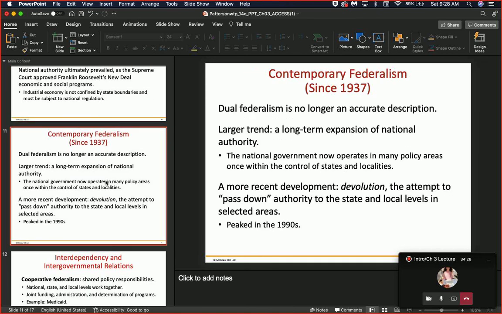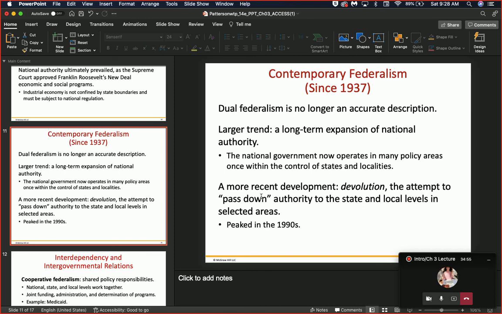So dual federalism is no longer an accurate description. Why is this? We saw a long-term expansion of national authority, okay, since 1937. Things like World War II, the Red Scare that happened in the 1950s, the national level of government really exercising their authority to try and keep out the communist threat, right?